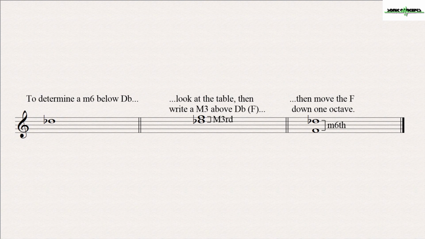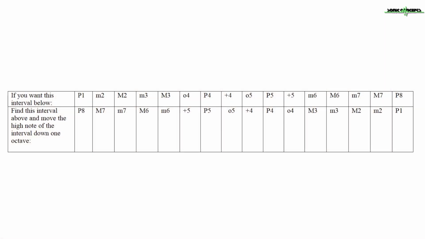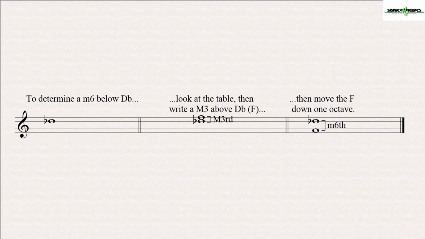Let's take a look at the following example. If you're trying to create a minor 6th below D flat, start by looking at the table in the "If you want this interval below" row. In the column directly below the minor 6th, you'll find a major third. Write a major third above D flat, which is F. Move that F down one octave, which puts it below D flat. The interval between the low F and higher D flat is now a minor 6th.